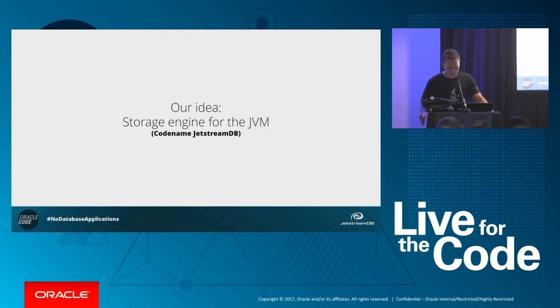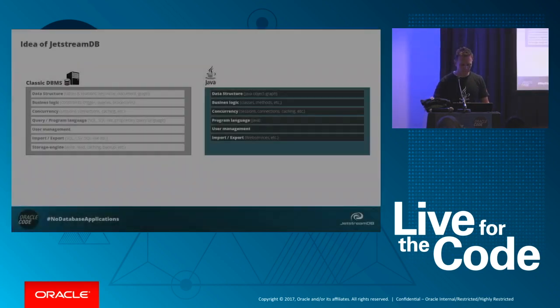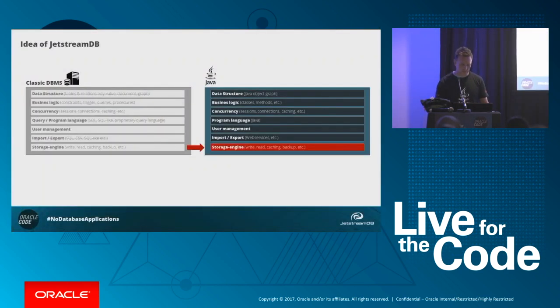What about a storage engine for the JVM? And we had a prototype, and so we developed this prototype for this project. And the idea was storing data only, no computing concepts like database servers provide, no additional data model, no more mapping, no more query languages, and so on. Only pure Java, only storing a Java object graph. So we canceled all these concepts of a classic database system, and we extended the Java JVM with a storage engine.